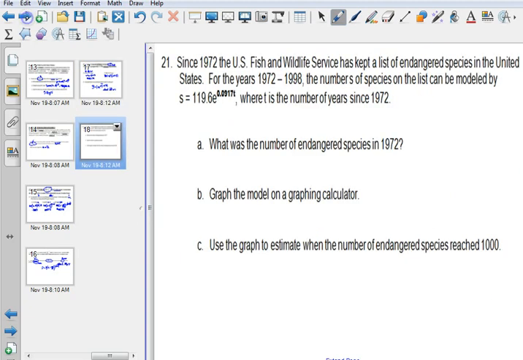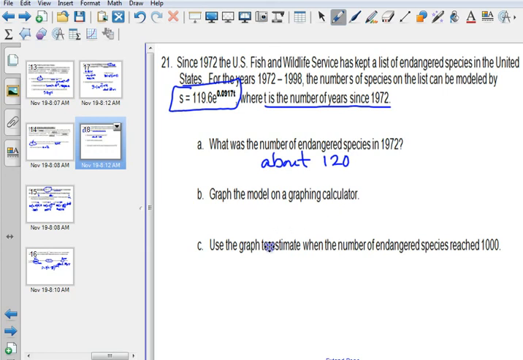And then, what do we have at the end here? Fish and Wildlife Service. We have an endangered species list. And the number of endangered species can be modeled by this equation. And be careful here. When they make models, they have to set a time where they're going to pretend time actually began. And in this case, it began in 1972. So the original amount of endangered species back in 1972 should be the initial value, which we know is the number in front of the e. So we're going to say about 119.6 is kind of weird, so let's say 120.